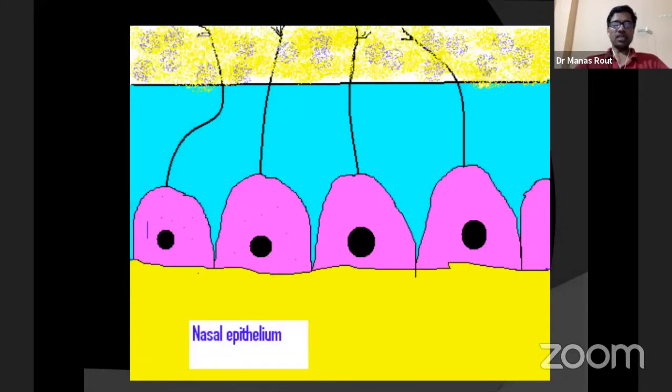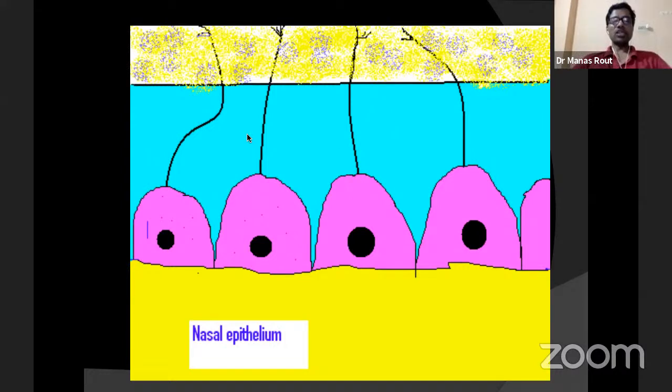Now I can see here the schematic diagram of the nasal epithelium, which is pseudostratified columnar ciliated epithelium, and one cilia has been shown. This is the nasal epithelium. Above this, there are two layers of secretions, a blanket. This is called the mucosal blanket. There are two layers: the sol layer, and above this the gel layer. The gel layer is a little thicker, whereas the sol layer is a water layer.